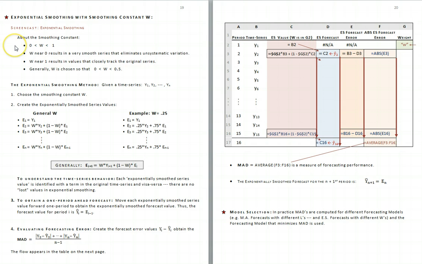To accomplish exponential smoothing, we first pick a smoothing constant W between 0 and 1. A W near 0 results in a smooth series that changes slowly from period to period. A W near 1 results in a smooth series that closely tracks the original series. In exponential smoothing, there is a smooth series value for every value in the original series. That is, no series values are lost.